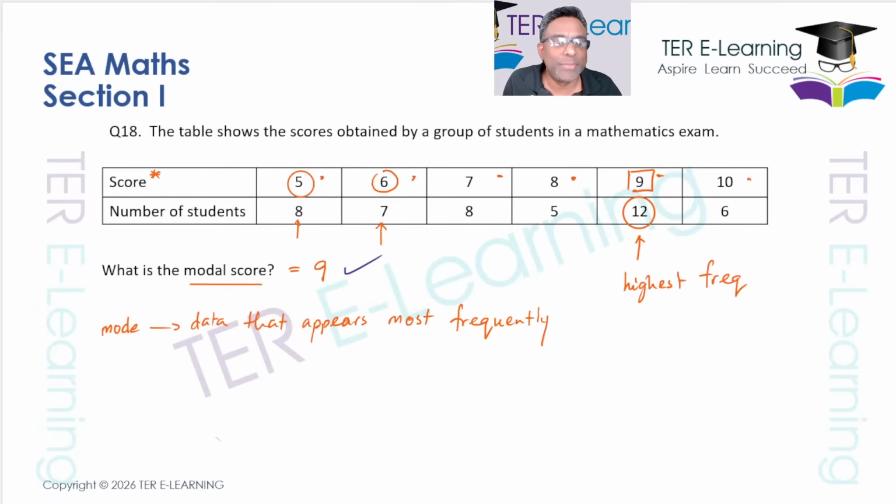Now, I deliberately set up this question like this. I even put the frequency of 8 appearing here and 8 appearing here, because I know some students might say the answer is 8. But that is not what we're looking for. We are looking for the highest frequency, and what score does that correspond to? So the answer is 9.